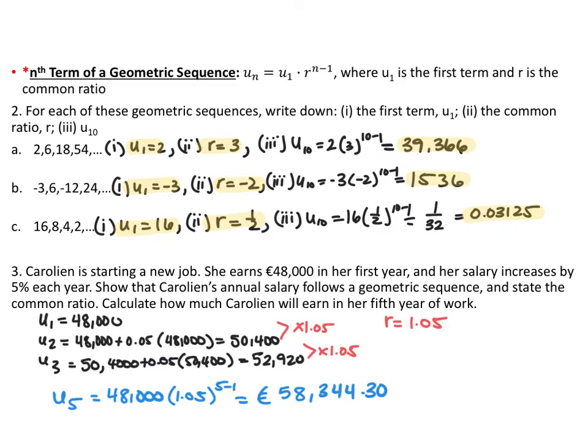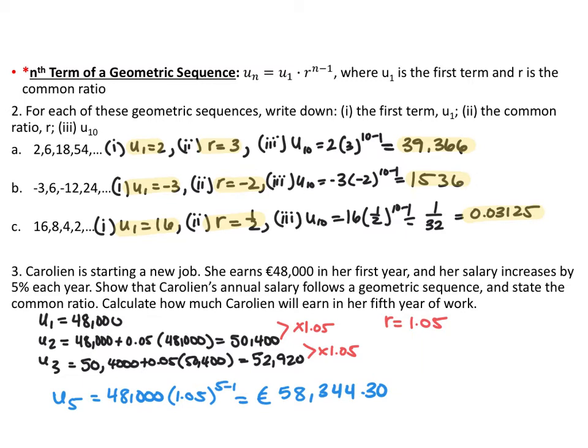To show that this was a geometric sequence, I found the first 3 terms. The first term would be what she earned her first year, so 48,000. The next year she would earn that 48,000 plus 5% of the 48,000, so she's going to be earning 50,400. Then the third year she's going to be earning that 50,400 plus 5% of that 50,400, so she's going to be earning 52,920. So to get from one term to the next, you're always multiplying by 1.05. So the common ratio is going to be 1.05.